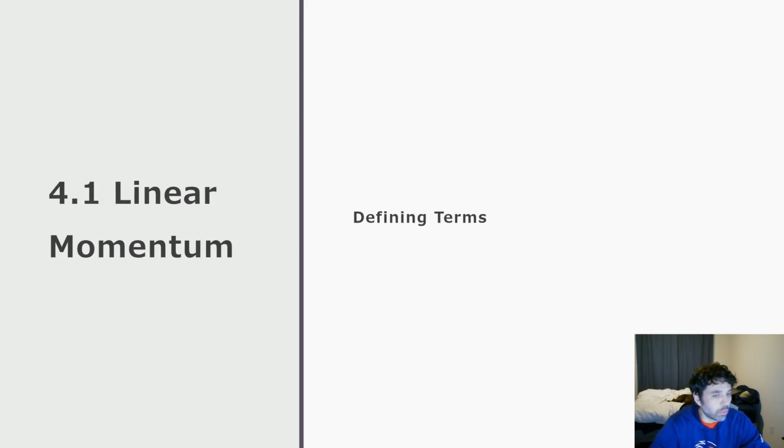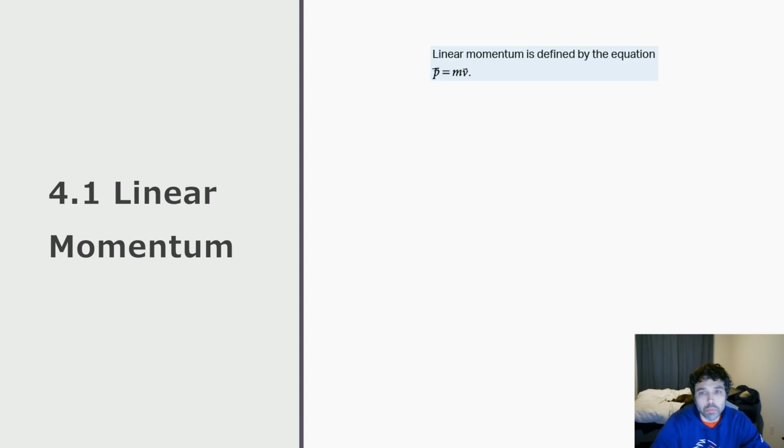Okay, so let's define some terms. First, we have linear momentum, as we discussed in the lab. Linear momentum is p. It is a vector quantity. It's defined as an object's mass times its velocity. Simple as that. Very simple equation. Of course, you know by now that it can get harder and more complicated, and we'll see some of that later. But that's pretty much it for now. It's just m times v.